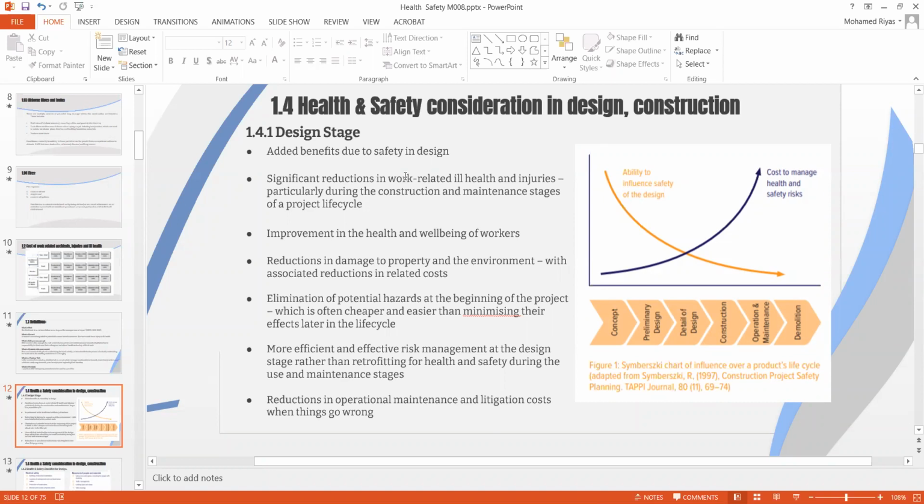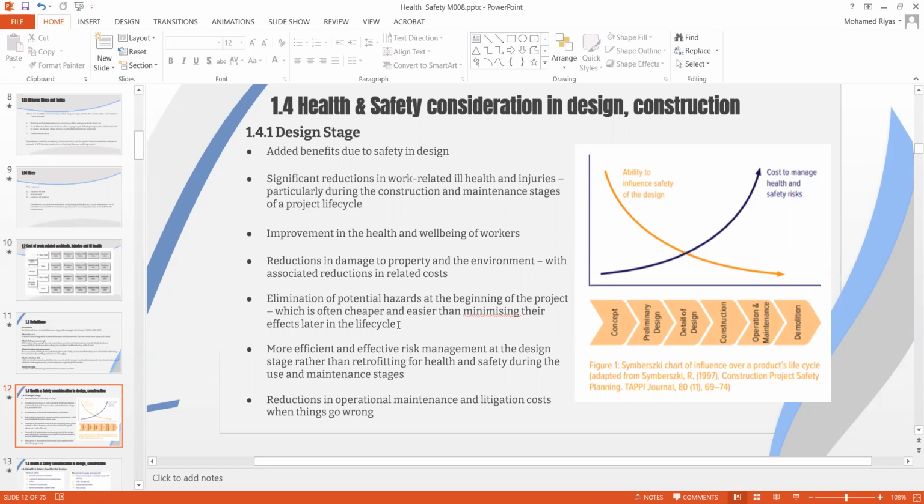Then the third one, reduction in damage to property and environment. If you have safety standards in design, it will reduce damage to property and environment. You will try to choose the material, the method of construction and even the design itself, which won't cause much harm. This is the reason we choose materials which are sustainable for the environment. Many things come into play, but when it comes to health and safety in design, this could potentially benefit the reduction in damage to property and environment.